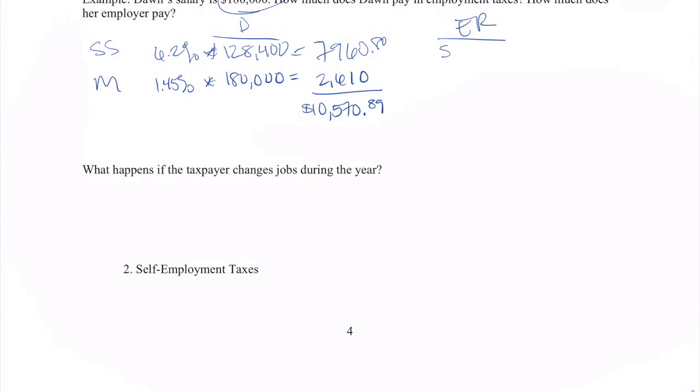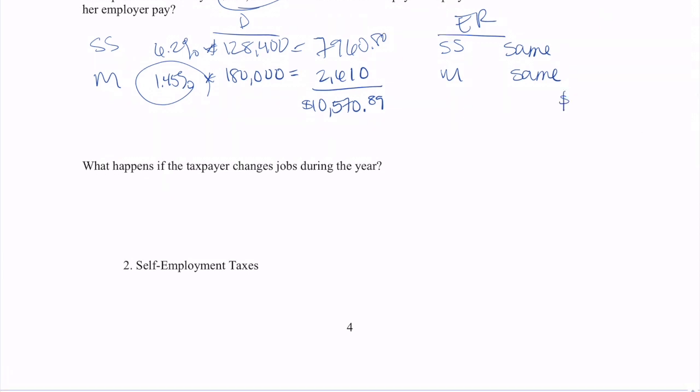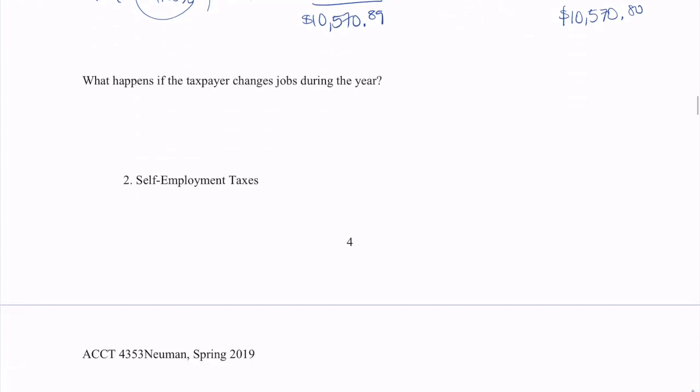The employer's calculation is the same. So the Social Security, I'm just going to put same. The Medicare is the same because she's not over the threshold. If she were over that 200,000 threshold, she would pay a higher percentage, but her employer would not. So the total amount that her employer is going to pay is $10,570.80.